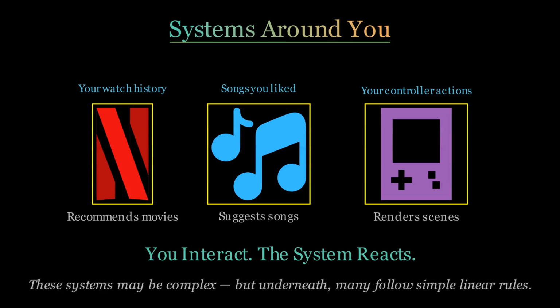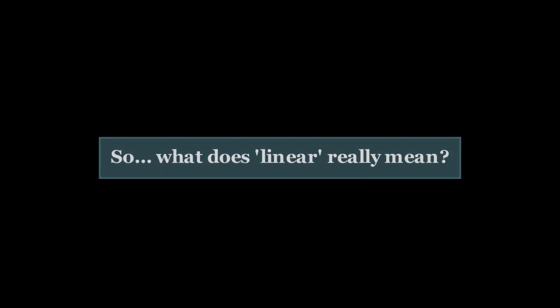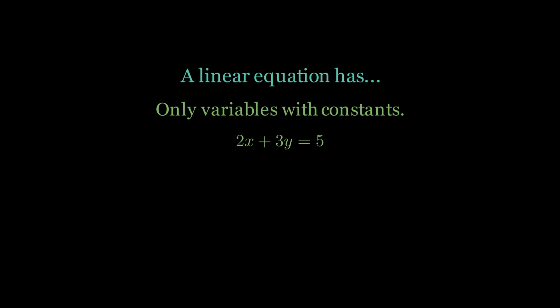Let's find out. We've seen how systems can behave in linear ways. But what exactly does linear mean? Let's break down what makes an equation linear. Just simple terms, constants multiplied by variables, like this. Do you know which equations are considered linear, and which are not?